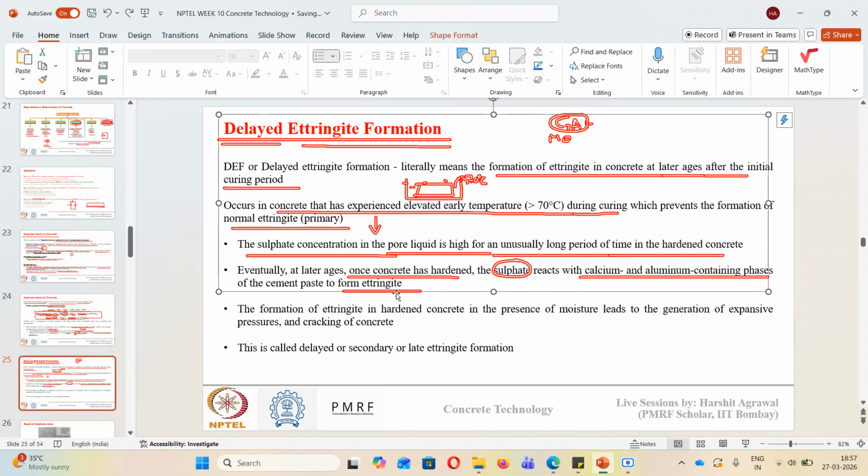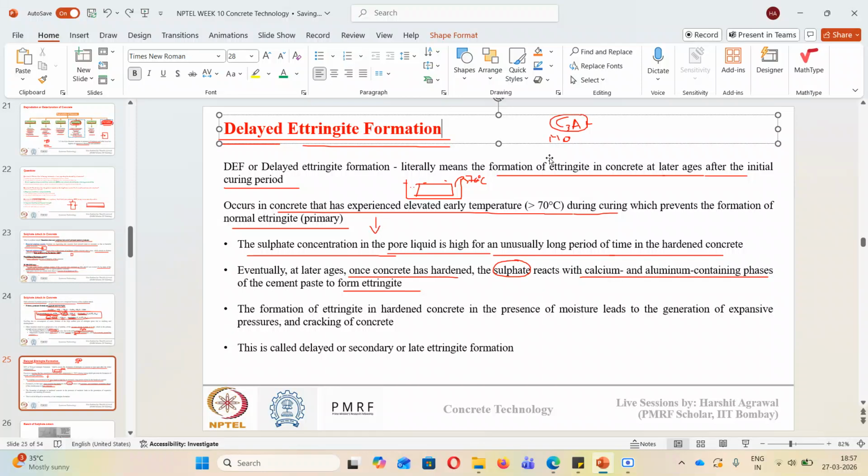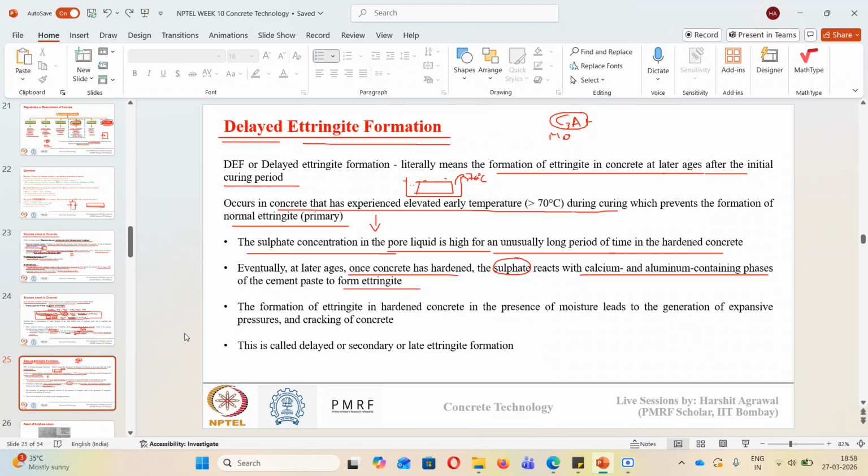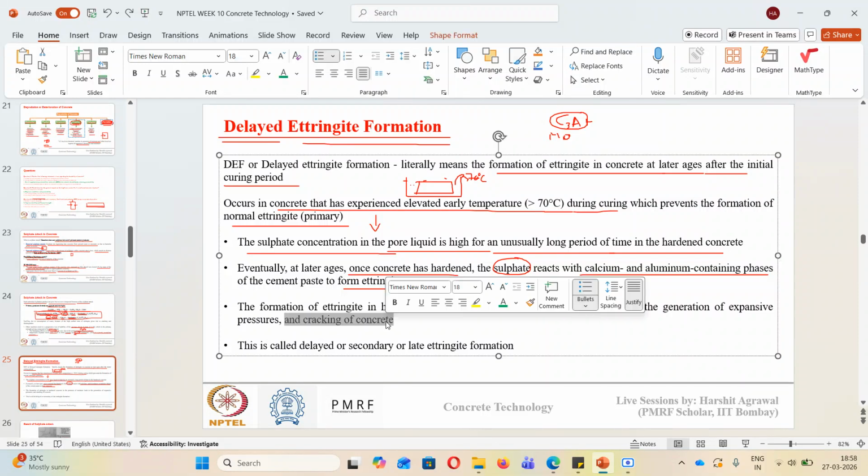And we know that conversion of monosulfate to ettringite increases the volume. So formation of ettringite will generate expansive pressure in concrete. In hardened concrete, we don't have much space to accommodate the rise in volume, and so that will cause cracking in concrete. This delayed formation of ettringite, which causes cracking in concrete, is known as delayed ettringite formation.